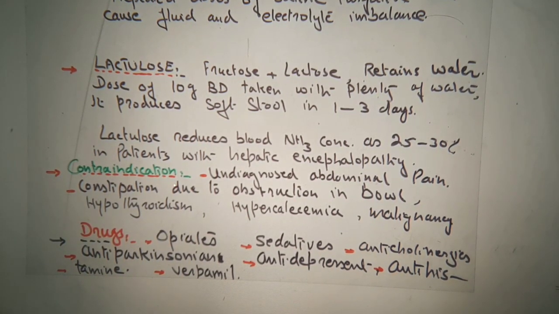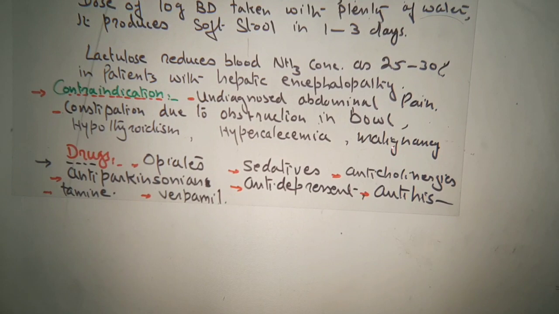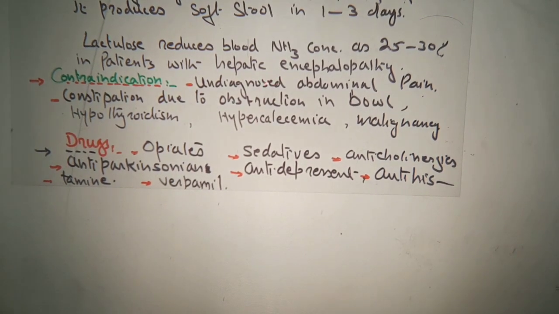Now contraindication: undiagnosed abdominal pain, constipation due to obstruction in the bowel, hypothyroidism, decreased formation of the thyroid hormone, hypercalcemia, increased concentration of the calcium in the blood, and malignancy. These are the contraindications. It means that in these conditions they cannot be used.